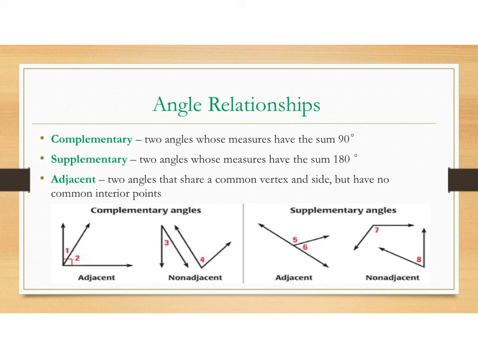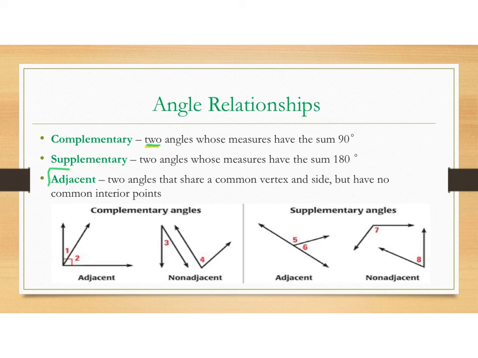So complementary are two angles whose measures have a sum of 90 degrees. Now, key number here, it can only be two angles that will add up to be 90 degrees. Now, if they ask you to pick a pair of complementary angles, they don't have to be adjacent, they just have to add up to be 90 degrees.